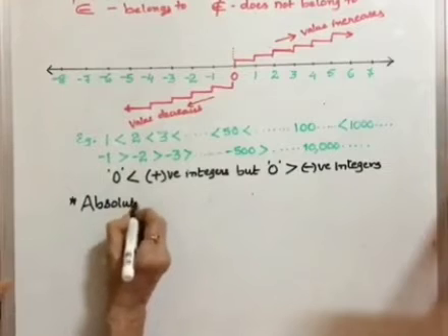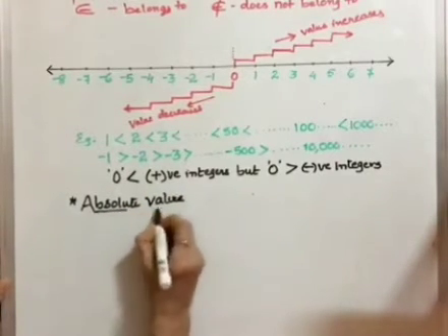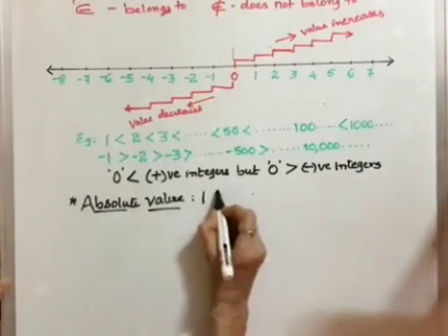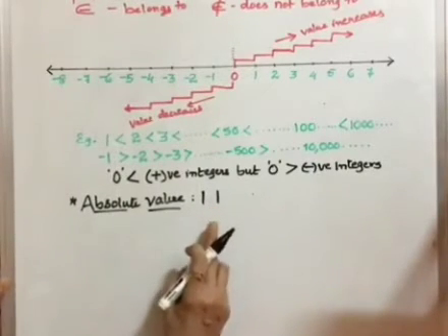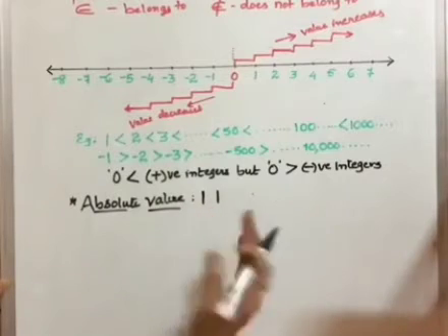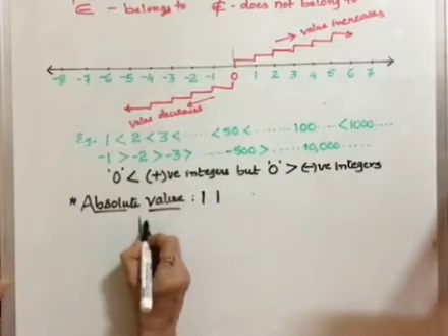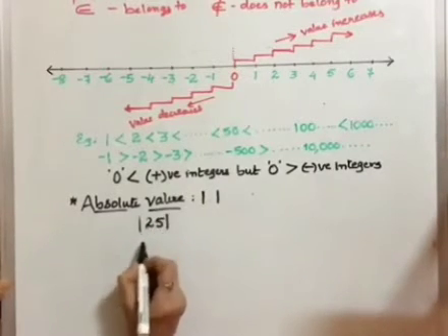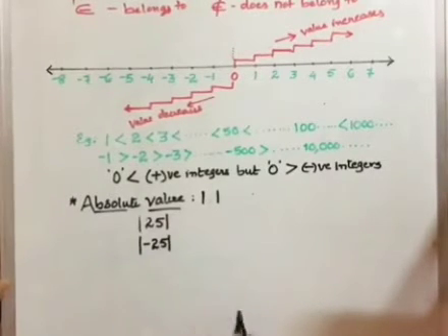Absolute value of an integer. What is absolute value of an integer? This absolute value symbol is 2 vertical lines, children. It's read as absolute value of. For example, absolute value of, say, 25. Absolute value of -25. Okay, let's see what it is.